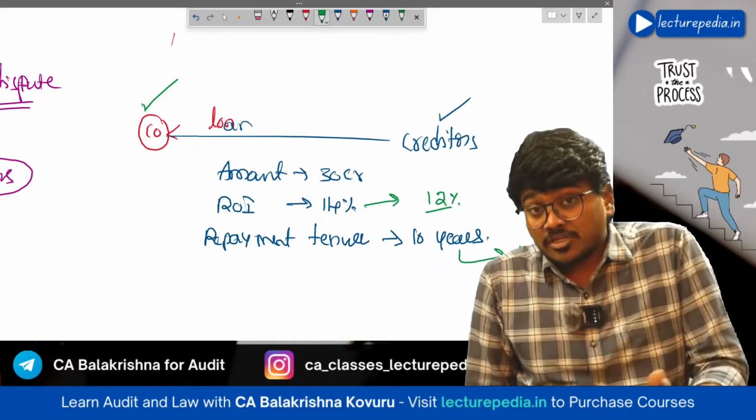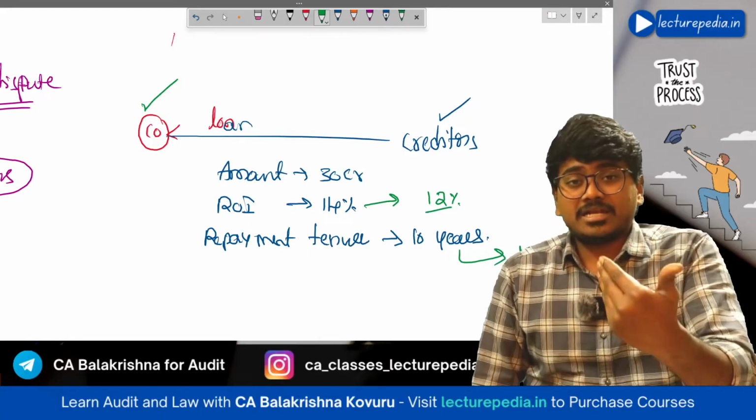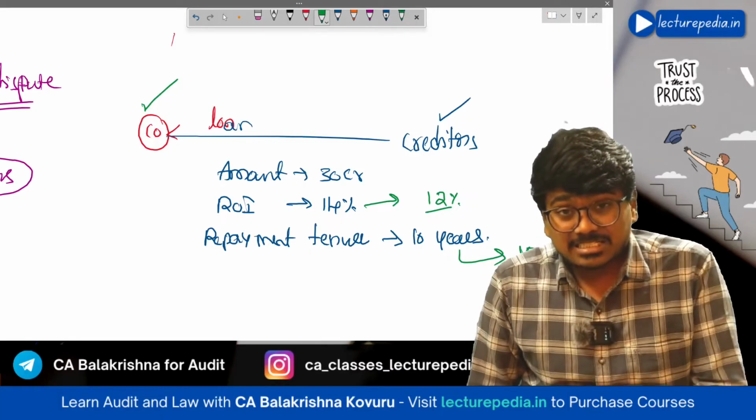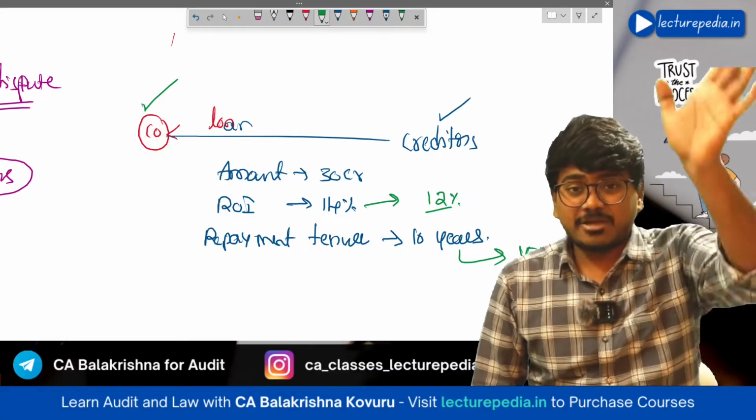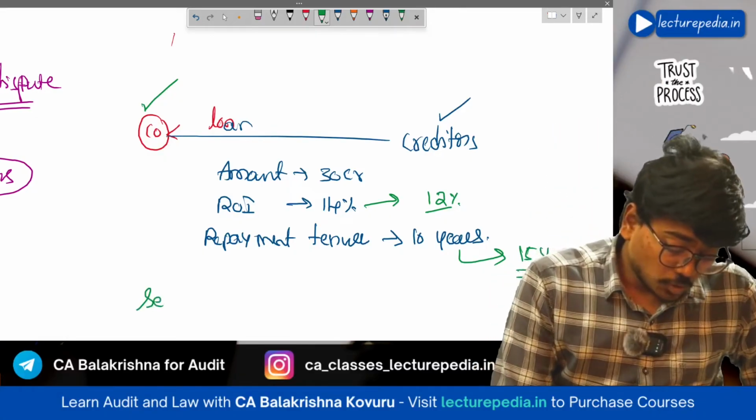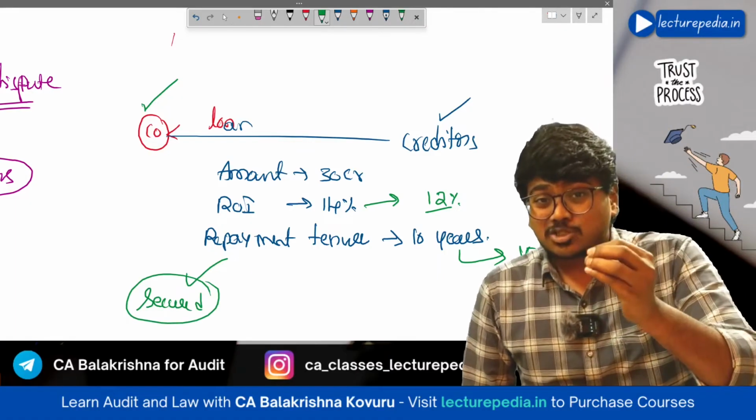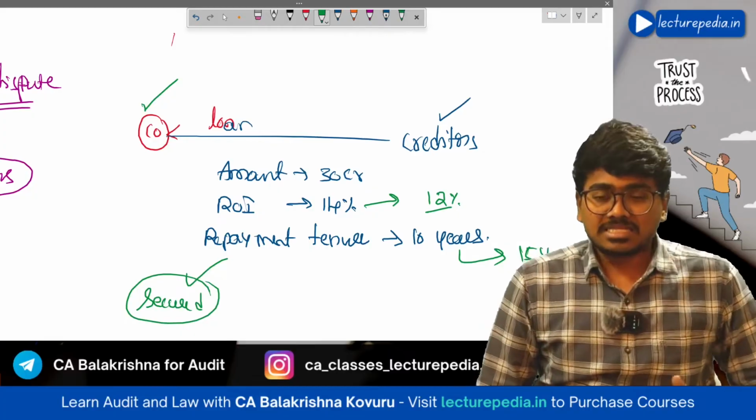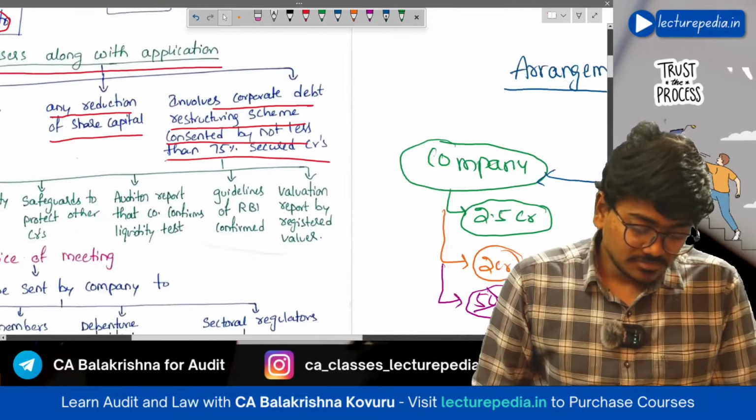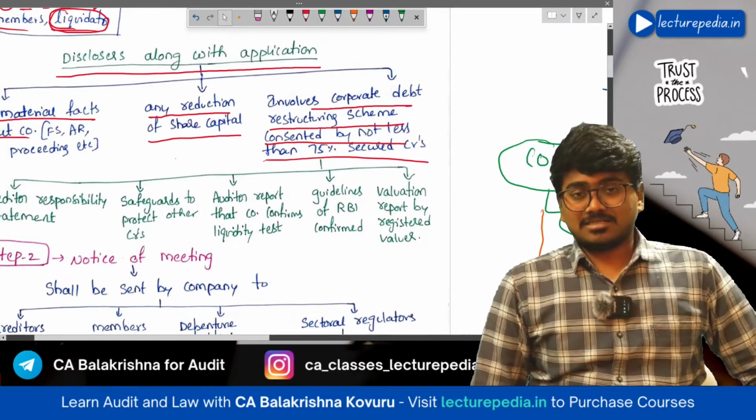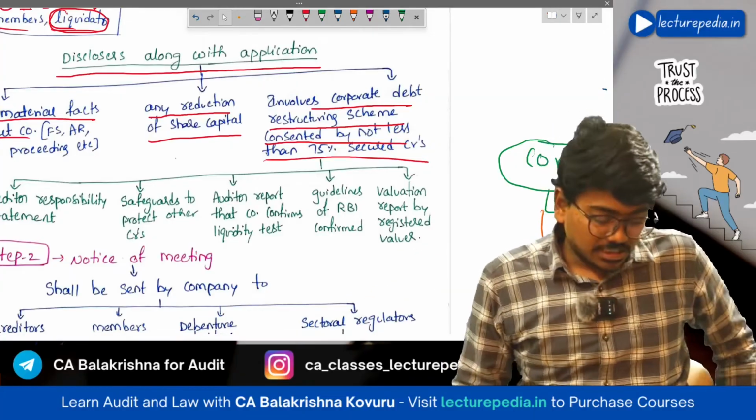Okay, now if the compromise or arrangement involves any such corporate debt restructuring scheme that has been consented, that means approved, by 75% or more of secured creditors, then you have to disclose this fact as an annexure. Now, if corporate debt restructuring is involved, you should also submit the following details. What are they?